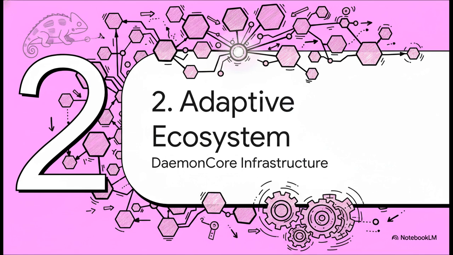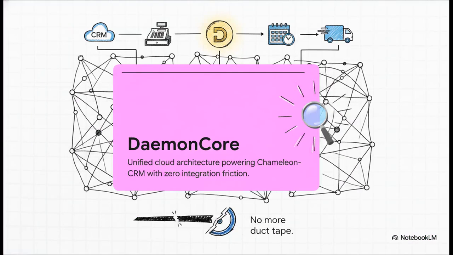Moving into Section 2, enter the adaptive ecosystem, built on Daemon Core infrastructure. Okay, so to actually fix this massive fragmentation problem, we have to look under the hood at the core engine. The Daemon Core infrastructure is the foundational engine and unified cloud architecture running behind Chameleon. Its main job, ensuring absolutely zero integration friction. Your CRM, your point of sale, your scheduling, your dispatching, it's all running natively inside one singular hyper-efficient interface. Finally, no more duct tape.